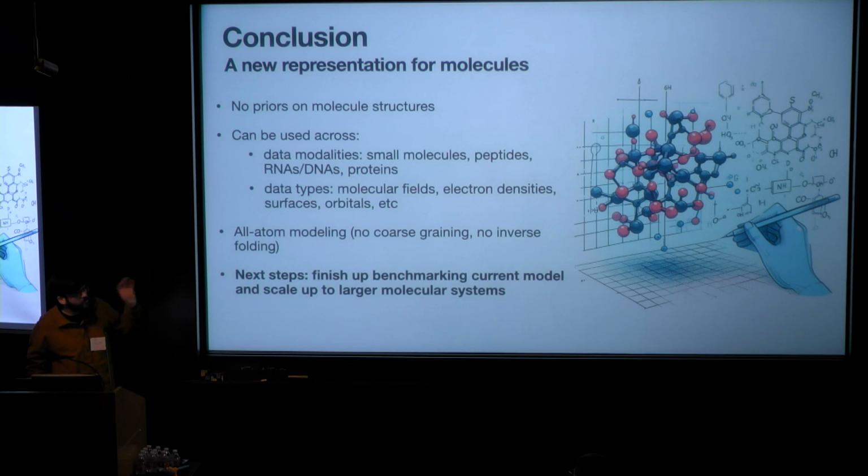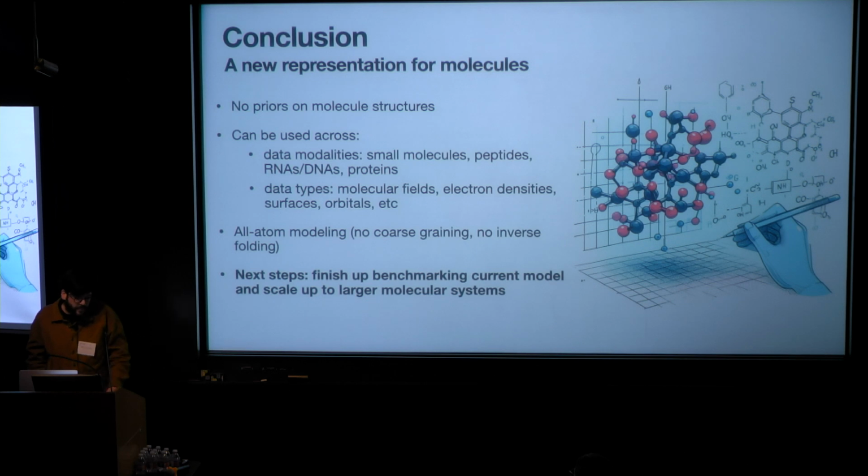And this is all-atom modeling, again, saying what I said before, which is kind of different than what people usually do, especially when they model proteins. They usually try to do some kind of coarse graining or just model the backbone. But in this case, we just model all atoms, independent of the modality.